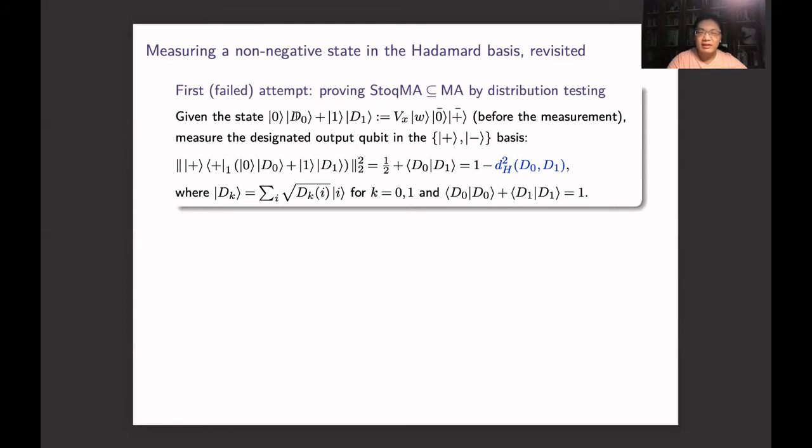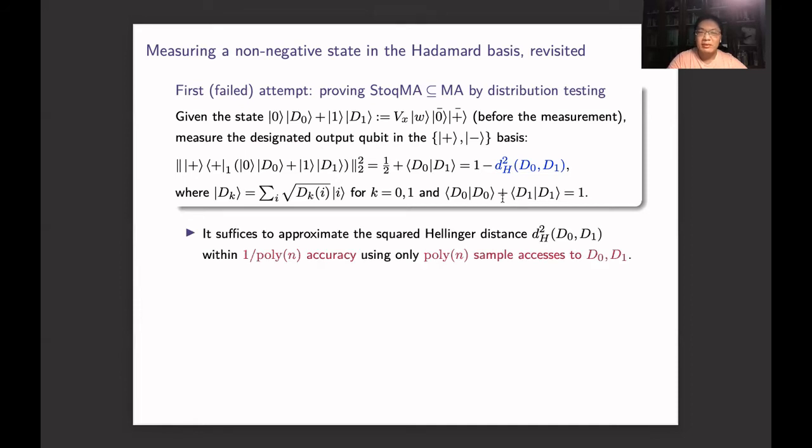Could we use this distribution testing technique to show something for StoqMA? Now let's revisit what happens before the measurement. Let the state before the measurement be |0>|D0> plus |1>|D1>. Then we measure the designated output qubit in the plus-minus basis. So what happens here? The acceptance probability is equal to half plus the inner product between D0 and D1, which is equivalent to 1 minus the squared Hellinger distance between D0 and D1, where the squared L2 norm of D0 plus the squared L2 norm of D1 is equal to 1.